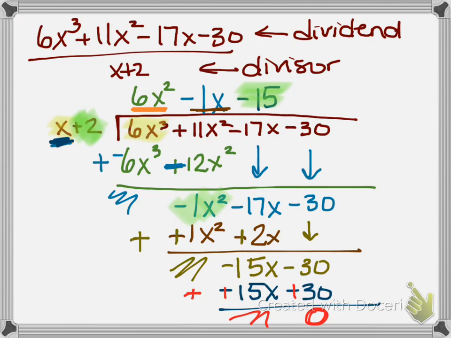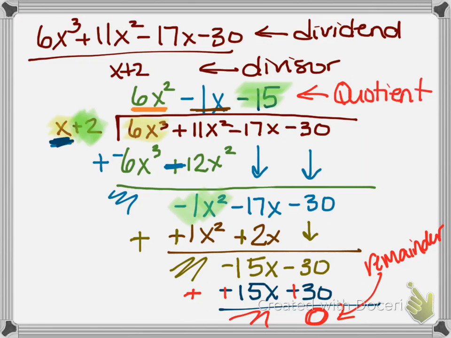Okay, so what do we do with this whole thing? What did we just find out? First, let's just point out that the remainder is 0. And then I'll make a note of that in a minute and tell you what that means. But let's actually write the solution. We just found out that 6x to the third plus 11x squared minus 17x minus 30 divided by x plus 2 equals, here's our quotient, here's our answer. It's equal to 6x squared minus 1x minus 15.